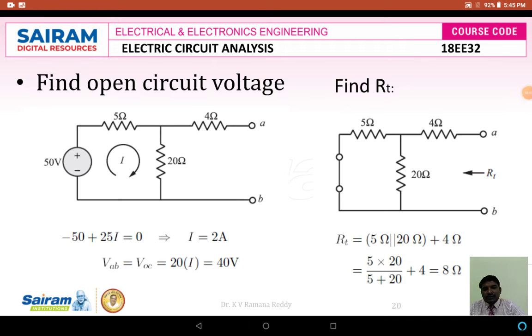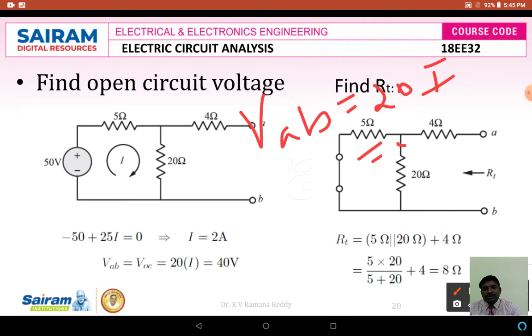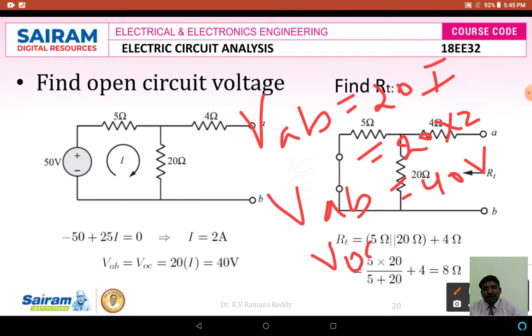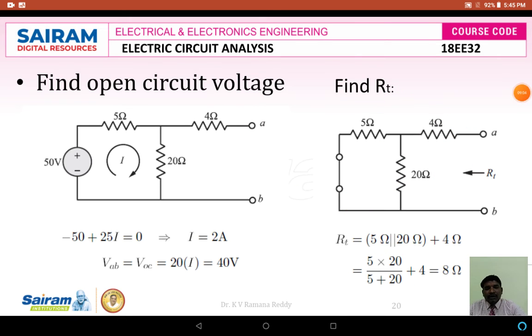Now I am going to substitute into VAB. What is the formula of VAB? Just now I told that VAB is equal to 20 into I. Now I is equal to 2 amperes, so 20 into 2 is 40 volts. 40 volts is VAB, the open circuit voltage, which is also called VOC or VTH. Thevenin's voltage VTH is equal to 40 volts. So from case 1 we calculated that VOC is equal to 40 volts. Now it is time to find Thevenin's resistance, RTH.